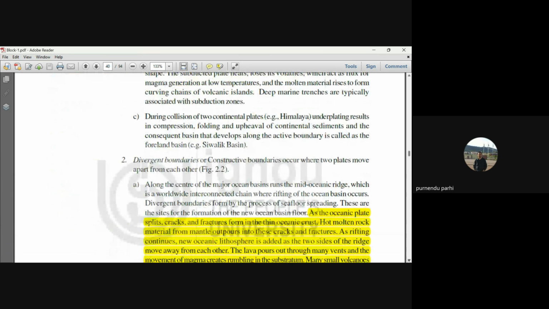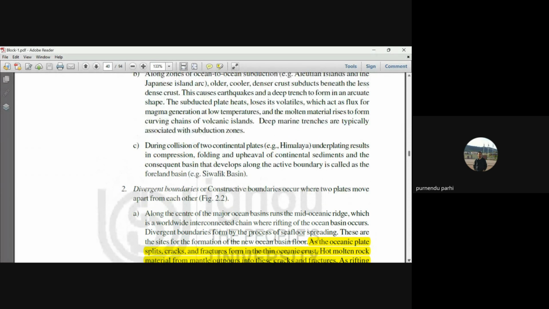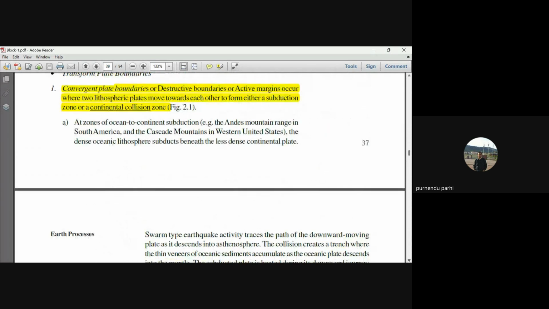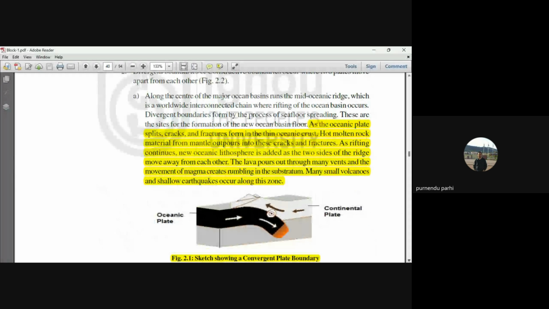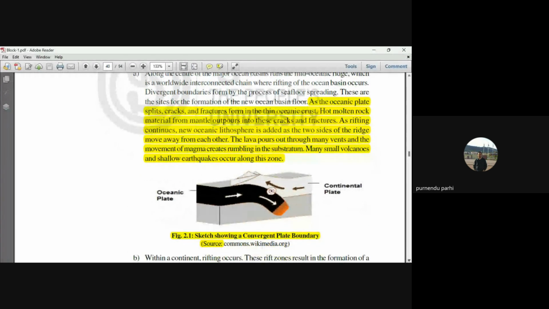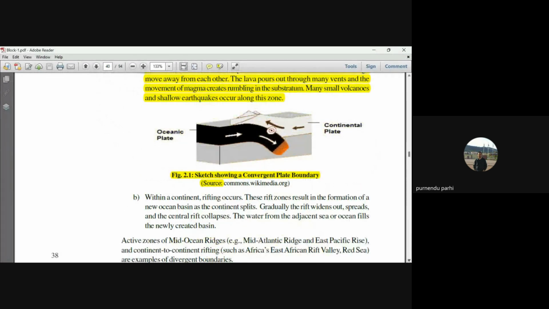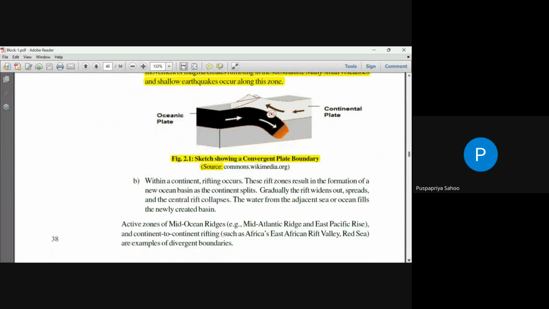Similarly, the divergent boundaries or constructive boundaries occur where two plates move apart from each other. If they move close to each other, then that is a convergent plate boundary. If they move away from each other, then they are called a divergent plate boundary. And here they have shown a sketch showing the convergent plate boundary.